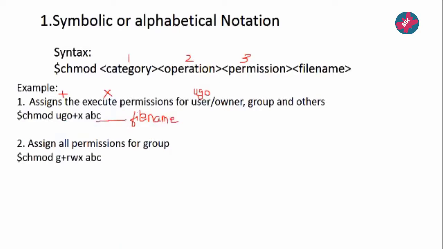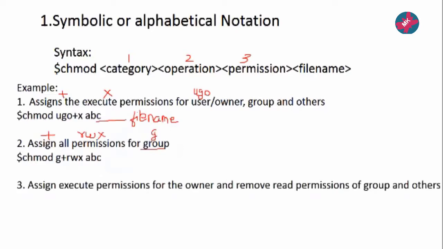Group means what? G is there. All permissions means what? Read, write, X. Assign means what? Plus. So see here how it is written. Group, category, operation, plus, all permissions R, W, X, and this ABC is my file name.